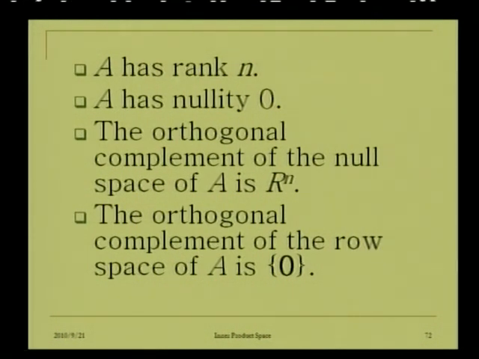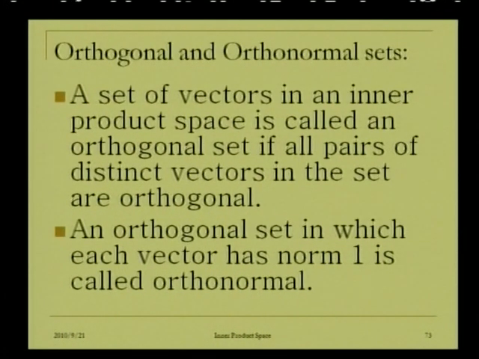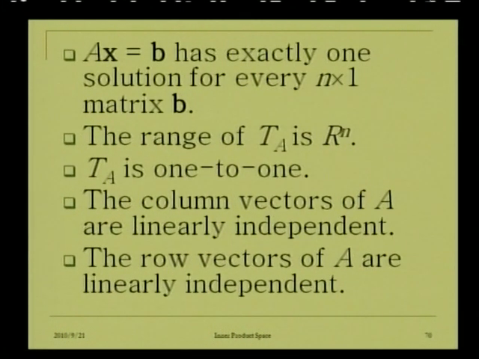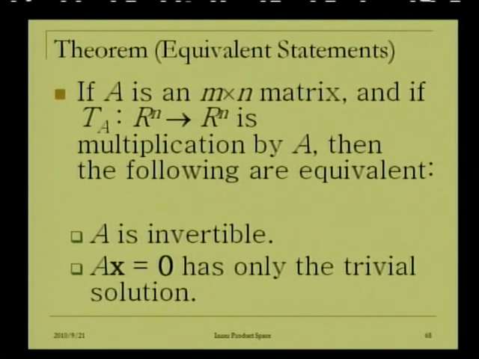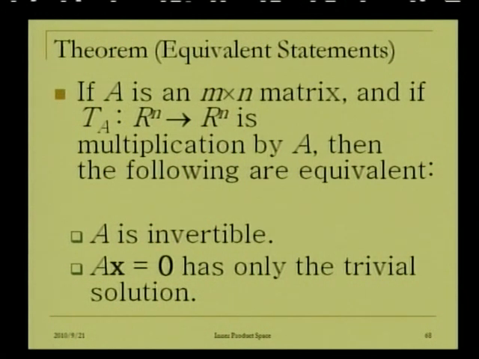These all are equivalent to saying that A has rank n, that A has nullity 0, that the orthogonal complement of the null space of A is Rn, and that the orthogonal complement of the row space of A is 0. Okay, so I would like to show these slides once again. These equivalent statements are very important.